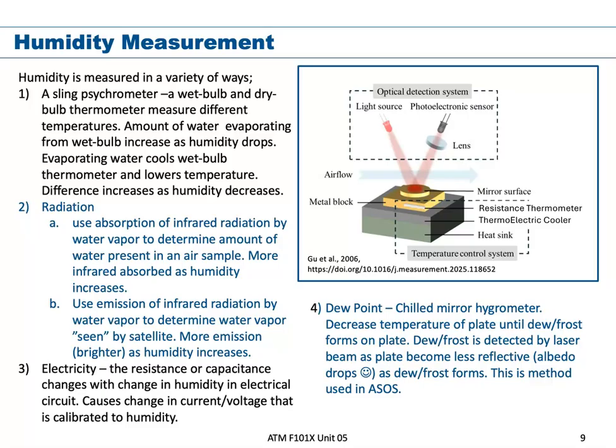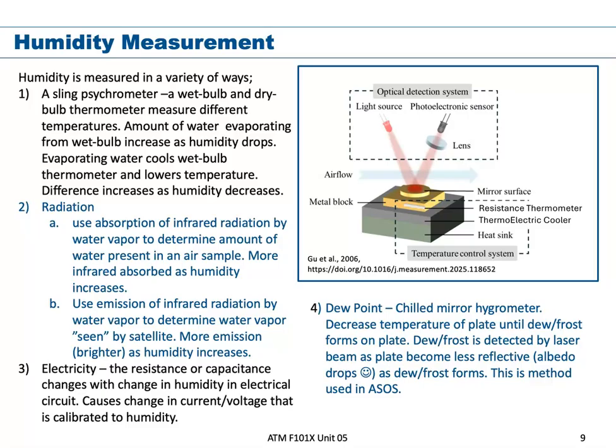Finally, the chilled mirror hygrometer shown in the figure is used in current Automated Surface Observing Systems (ASOS) and Automated Weather Observing Systems (AWOS). A mirror is connected to a cooler so that the temperature of the mirror can be controlled. A beam of light is reflected off the mirror and detected by a photoelectric sensor. When the temperature of the mirror is above the dew or frost point, the mirror remains clear and a strong signal is detected by the sensor.